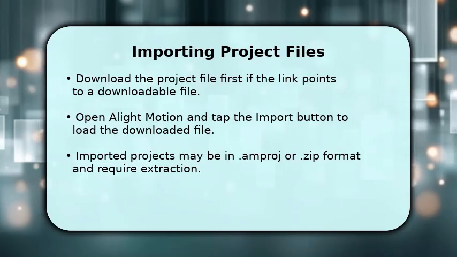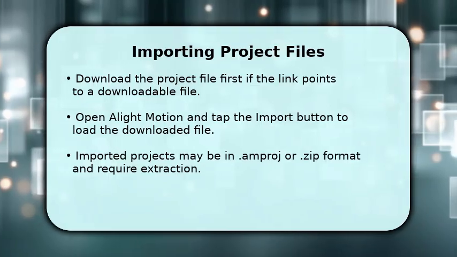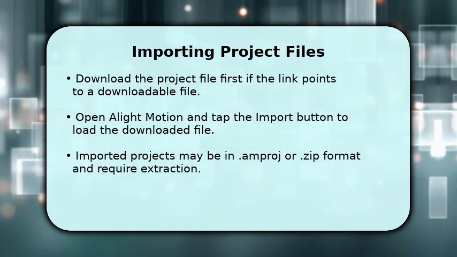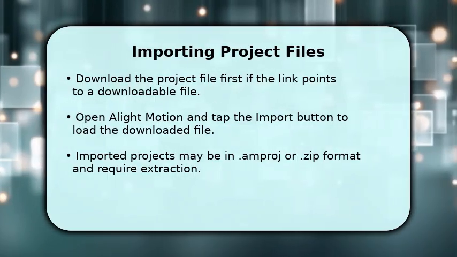Download the project file first if the link points to a downloadable file. Locate the file in your Downloads folder or File Manager after the transfer completes. Open Alight Motion and tap the Import button to load the downloaded file into your library.